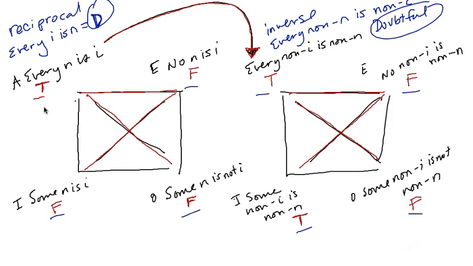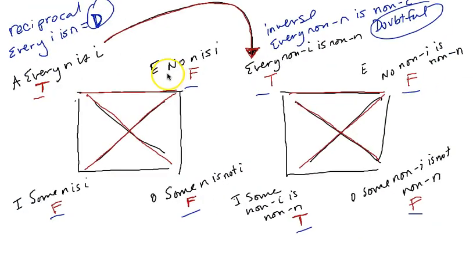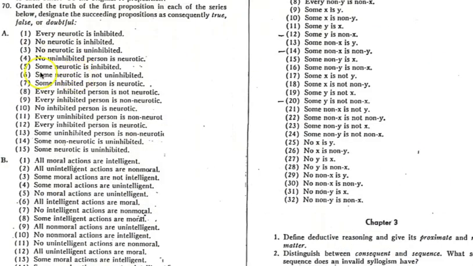So what I would do if I were a student working on these problems is I would go to my worksheet over here and start finding the statements that fit on the square already. For example, every neurotic is inhibited is true. He tells us no neurotic is inhibited. We have to find that on the square. No neurotic is inhibited is an E statement, so here it is. No neurotic is inhibited. That's false. No neurotic is uninhibited. Uh-oh. No neurotic is uninhibited.